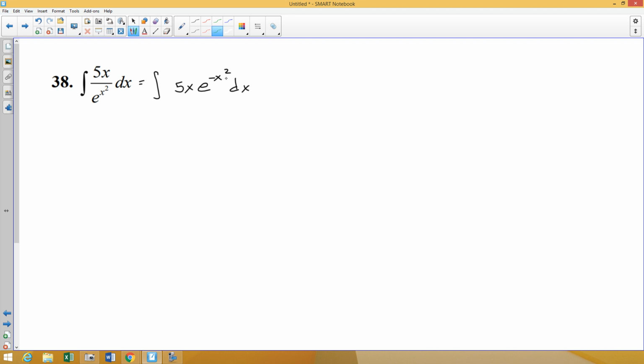So now when I do my substitution, my u, I'm going to start with the exponent. Let u equal negative x squared. If that's my u, my du needs to be negative 2x. But I have a 5. I think what I'm going to do before I go on, I'm going to take this 5 and pull it out. And so my problem becomes 5 times the antiderivative of x e to the negative x squared.